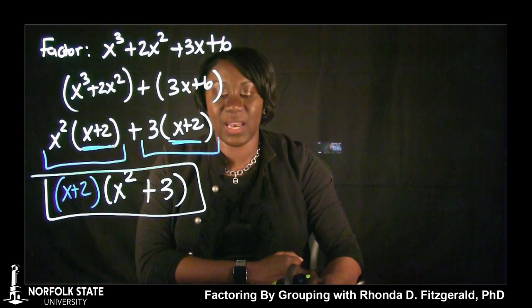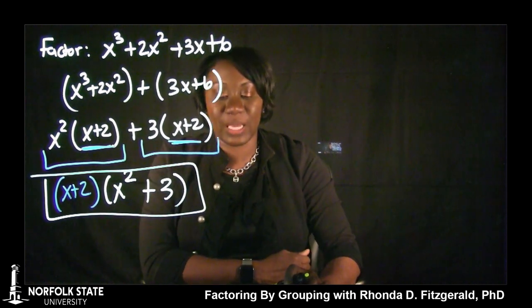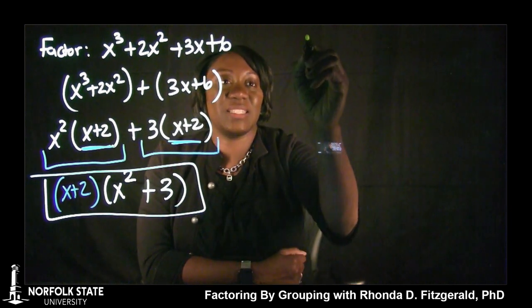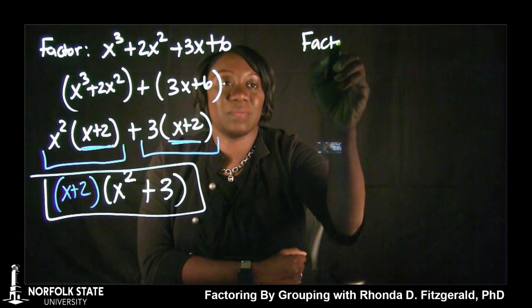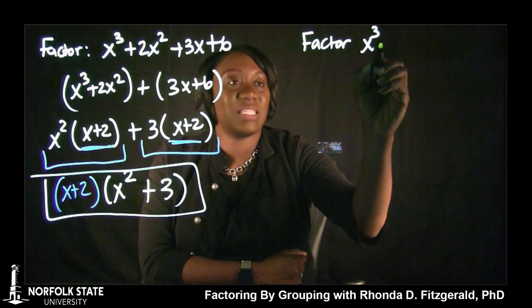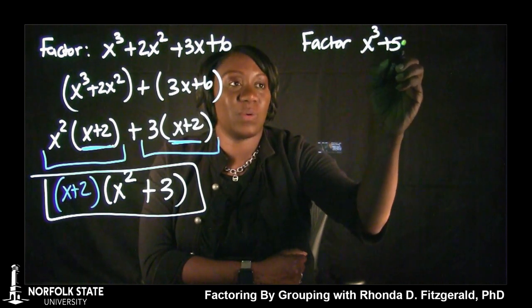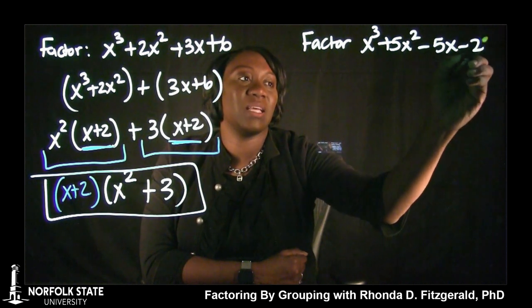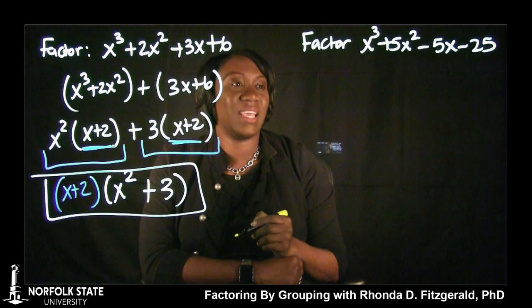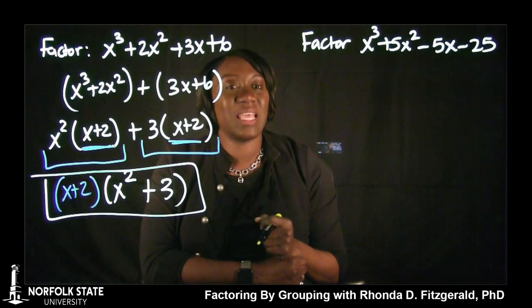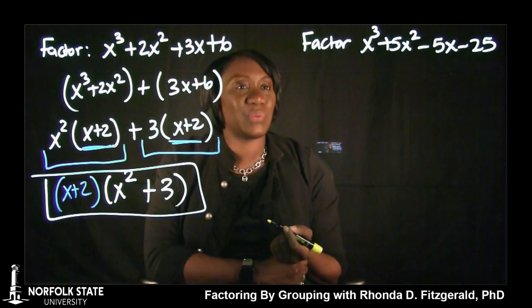So let's look at another example here. What if we had to factor x cubed plus 5x squared minus 5x minus 25? Notice this looks a little different because my middle sign is negative. So I need to rewrite this guy.